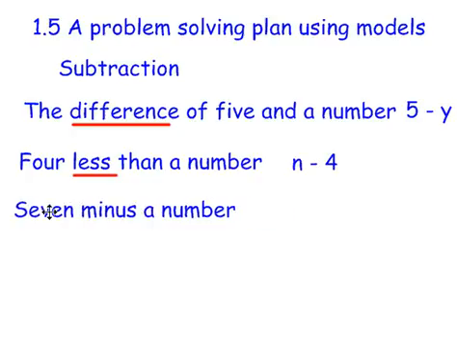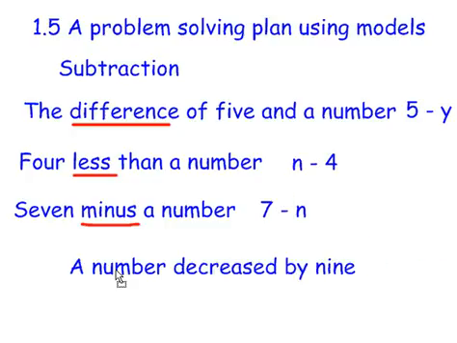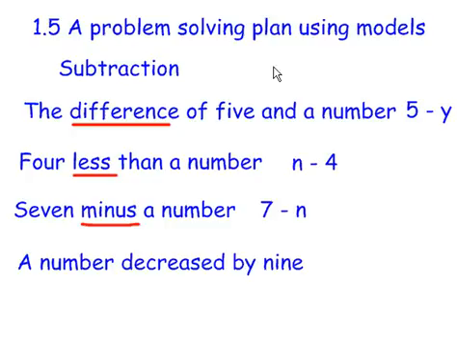How about 7 minus a number? Minus tells us that it is subtraction. And so this one would be 7 minus n. And one more. A number decreased by 9. The key word is decreased, which means subtract. And if we translate it, it would be n minus 9. One very important thing to remember is that with subtraction and division, order does matter.